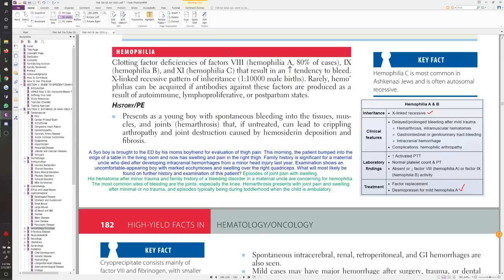Clotting factor deficiency. So we already looked at all of this. We understand this concept. Presents as a young boy. So you see, they tell you here, because girls are very, as far as STEP is concerned, it's pretty impossible for a girl to get it. Presents as a young boy with spontaneous bleeding into the tissues, muscles, and joints that, if untreated, can lead to crippling arthropathy and joint destruction caused by the hemosiderin deposition and fibrosis.